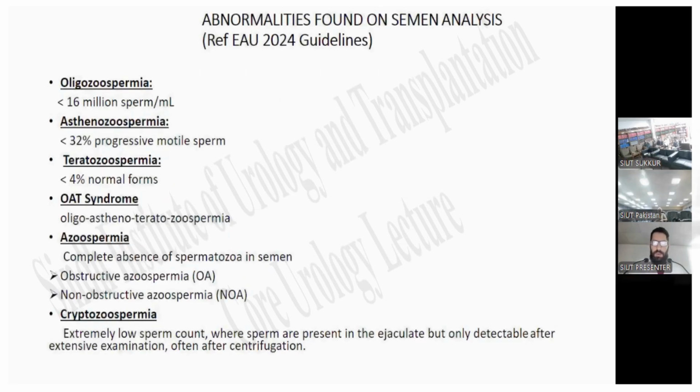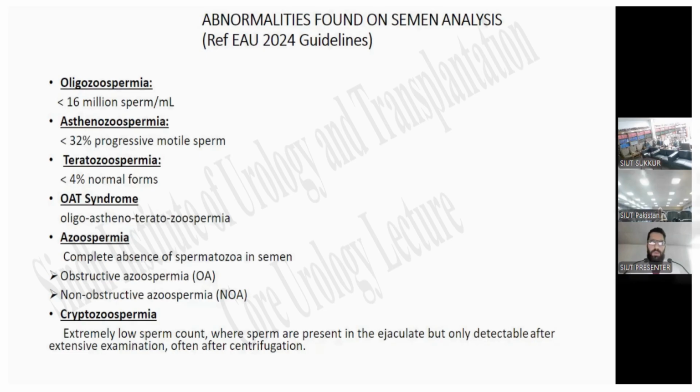So abnormalities found on semen analysis can be divided into oligozoospermia, which is sperm count less than 16 million sperms per ml, asthenozoospermia, which is less than 32% of progressive motile sperms, and teratozoospermia, which is less than 4% of the normal forms. OAT syndrome includes all the three, including oligo, astheno, and teratozoospermia. Azoospermia is complete absence of spermatozoa in semen, and it can be further divided into obstructive azoospermia and non-obstructive azoospermia.